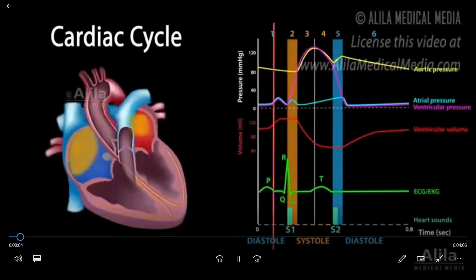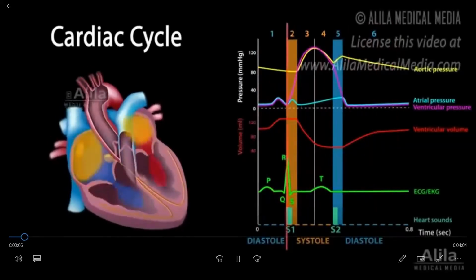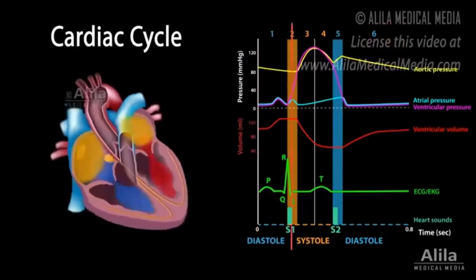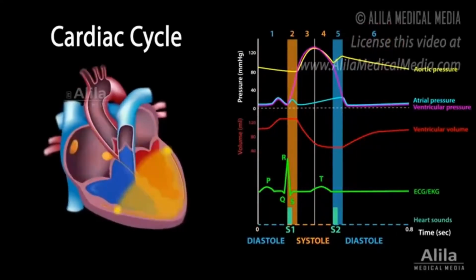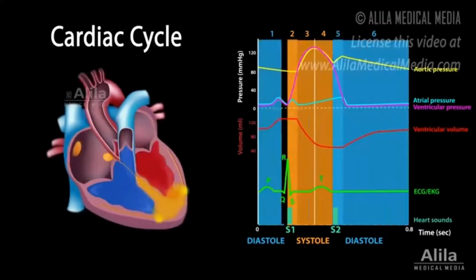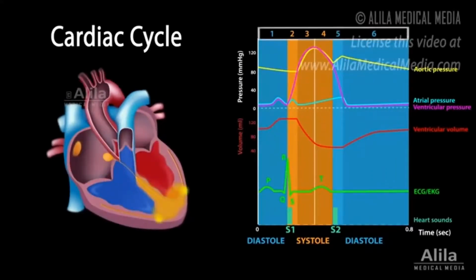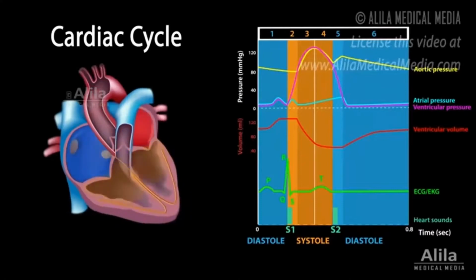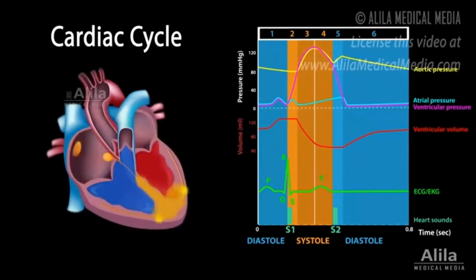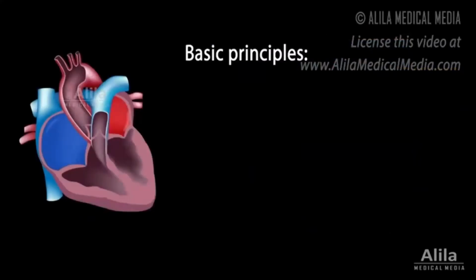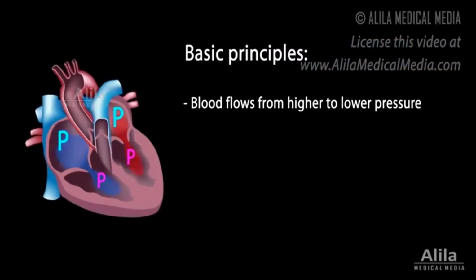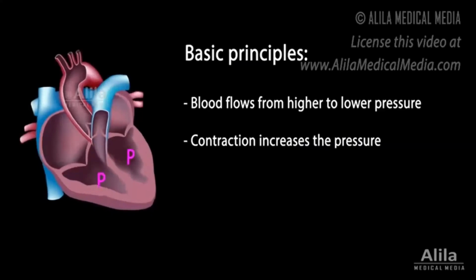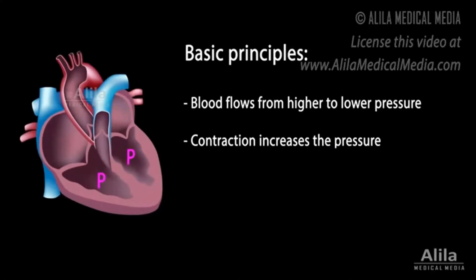The cardiac cycle refers to the sequence of events that occur and repeat with every heartbeat. It can be divided into two major phases, systole and diastole, each of which subdivides into several smaller phases. Systole and diastole, when not specified otherwise, refer to ventricular contraction and relaxation, respectively. Reminders: blood flows from higher to lower pressure. Contraction increases the pressure within a chamber, while relaxation lowers the pressure.